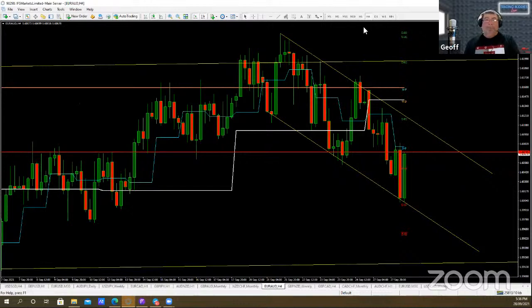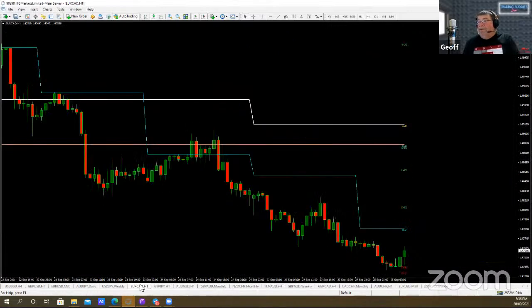Bar's too big. Would have been nice to trade it off here, of course, Lewis, wouldn't it? Your long Euro Cad. What? What are you doing long Euro Cad?